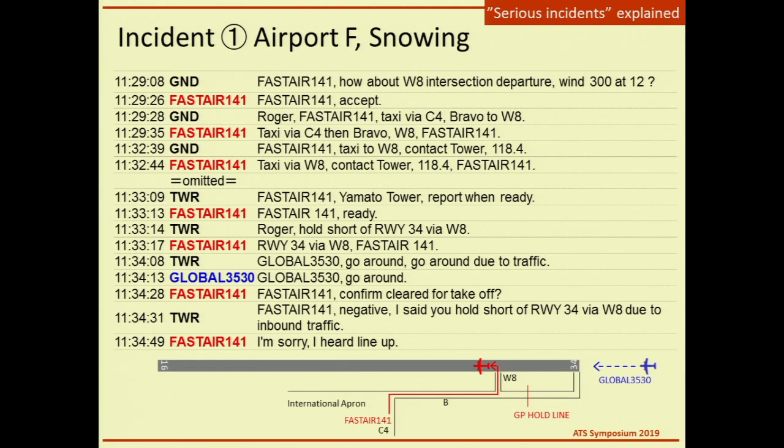First Air 141, confirm clear for takeoff. First Air 141, negative. I said you hold short of runway 34 via Whiskey 8 due to inbound traffic. Oh, I'm sorry, I heard line up.